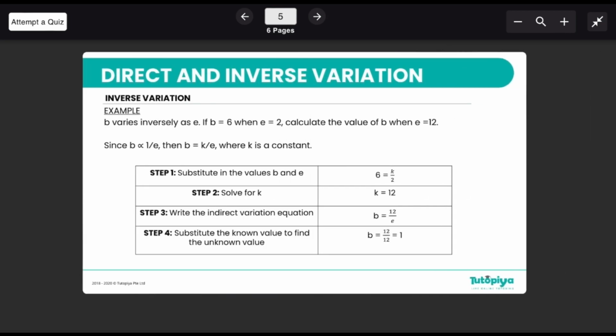So coming to actually solving the equation, if we look at a similar example, b varying inversely with e, if b is 6 and e is 2, just like last time, first write the equation, then substitute the values of b and e, find out the value of k, rewrite a new equation with the value of k, and then finally when they give you the new value for e, substitute that and find the value of b. So that's as simple as it is. So hopefully you have caught on to variation. Now let's try some questions.